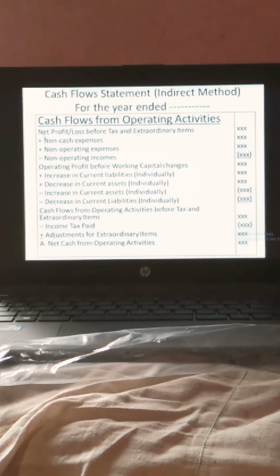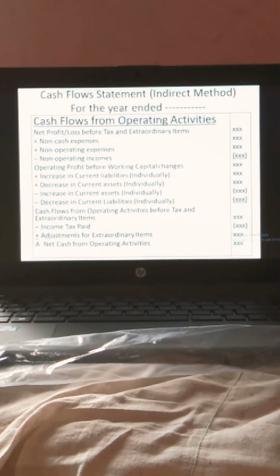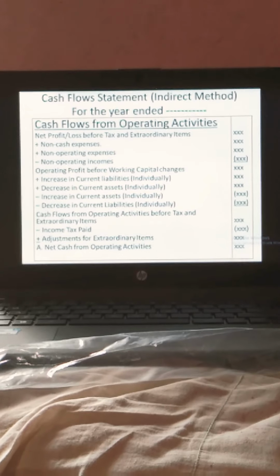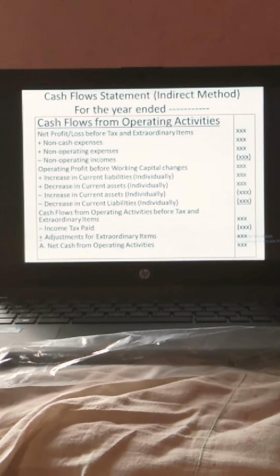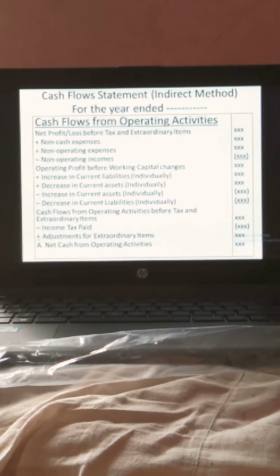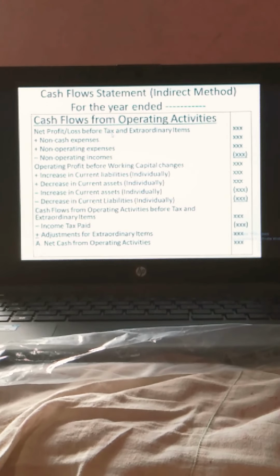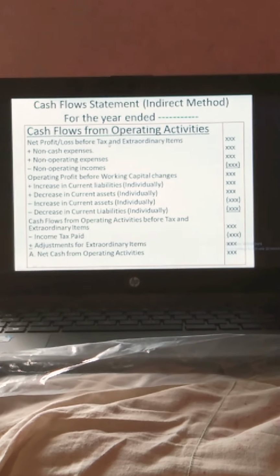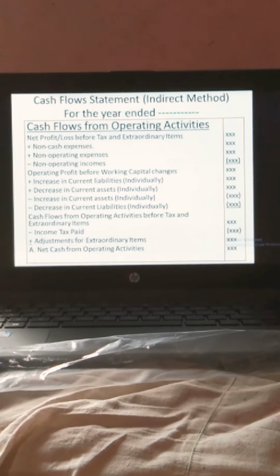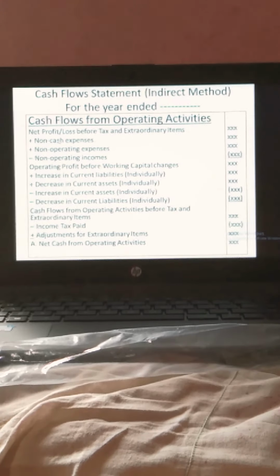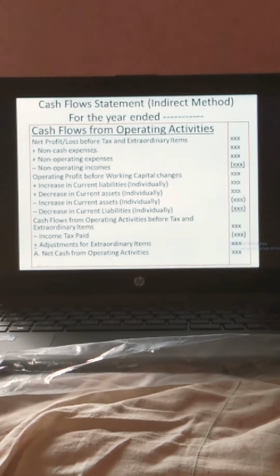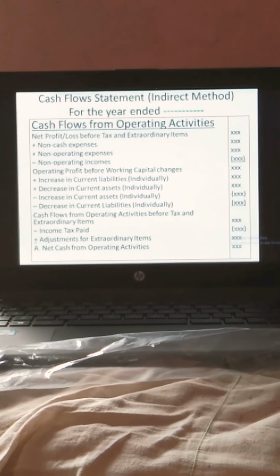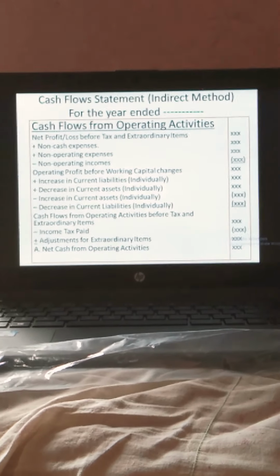First, you have to take the net profit or loss before tax and extraordinary items from your profit and loss account. So from the profit and loss account, whatever net profit, there you have to make sufficient adjustment for dividend, extraordinary item and tax, and you have to make net profit or loss before tax and extraordinary items. Once you have taken this, you have to add all non-cash expenses like depreciation, amortization of goodwill, etc. They are non-cash items, so they should be added.